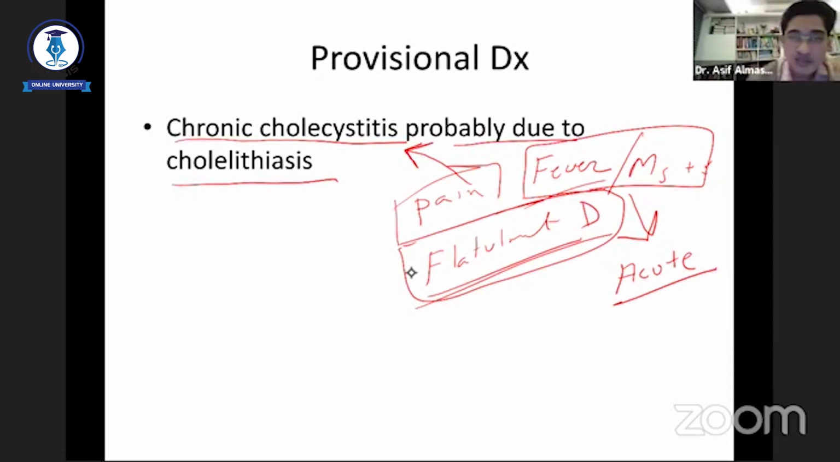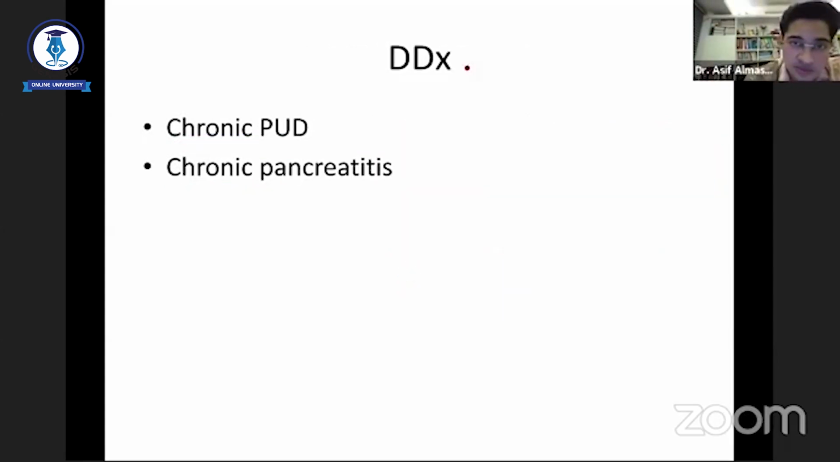Next question the examiner is going to ask you is, what are your differentials? Certainly you can say chronic peptic ulcer disease and chronic pancreatitis. Next question that will be asked by the examiner is, why not peptic ulcer disease?